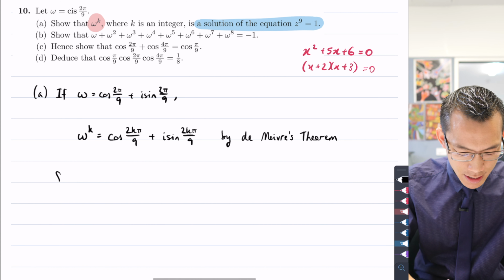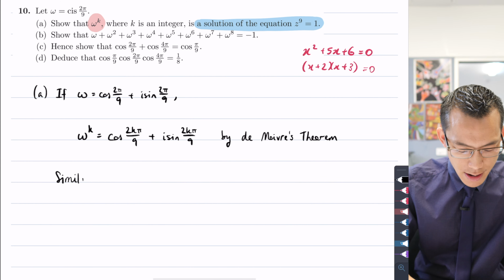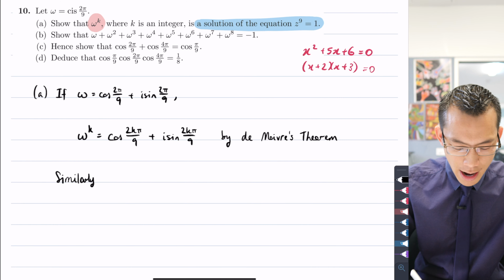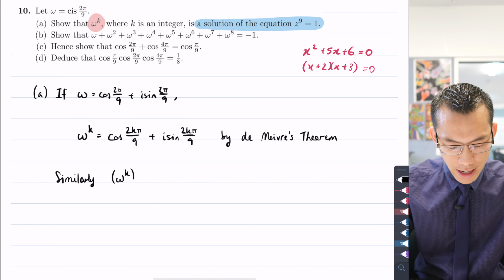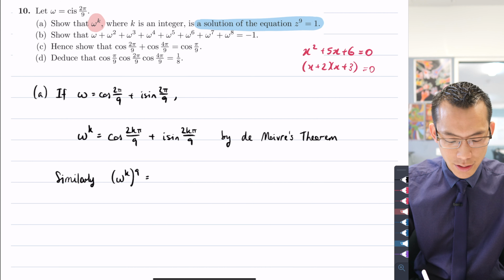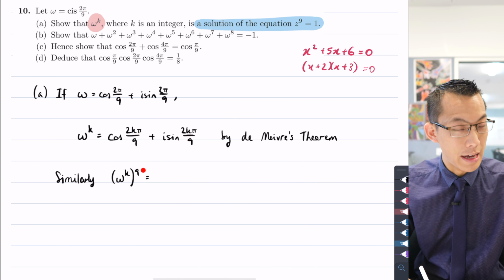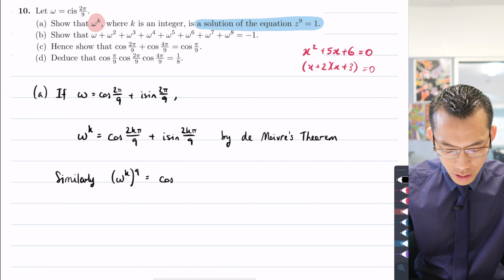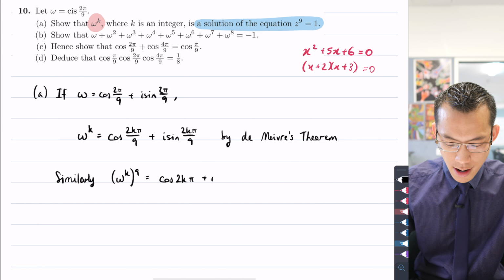So what I'll say is, similarly, and now I'm going to raise this thing here to the power of 9. I will get omega to the power of k, to the power of 9 equals, and now, just like before, I am going to multiply these things by the integer power I raised by, in this case 9. So what I get is, very simply, cos 2kπ plus i sin 2kπ.